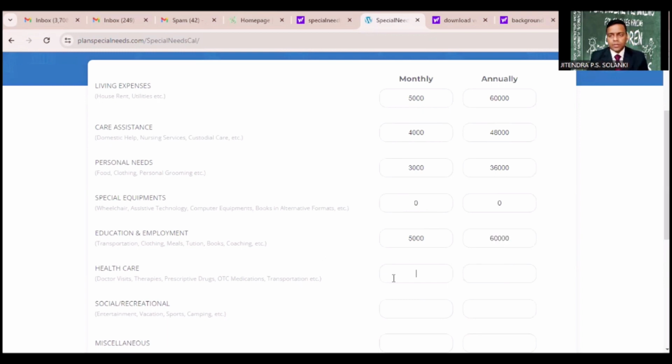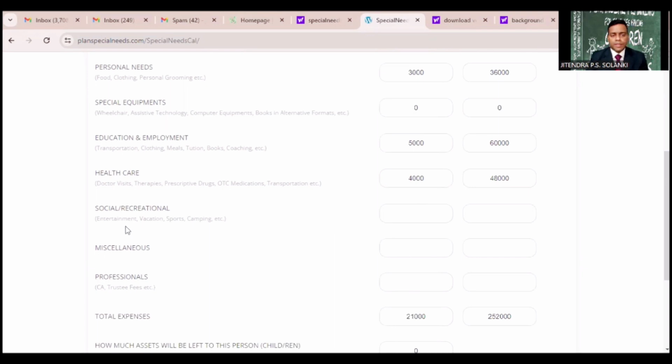Healthcare. So doctor visits, therapies, whatever money is spent on healthcare, you can input here. Again, I'll put 4,000 monthly. I'm just putting all these figures for simplicity. Social, recreational, if you spend any money on entertainment, vacations, sports, let's say 2,000. Miscellaneous. Miscellaneous may be any insurance premium or any other expenses beyond these headings, you can input the figures here. So I'll put say 4,000. Now, monthly expense is coming as 27,000.